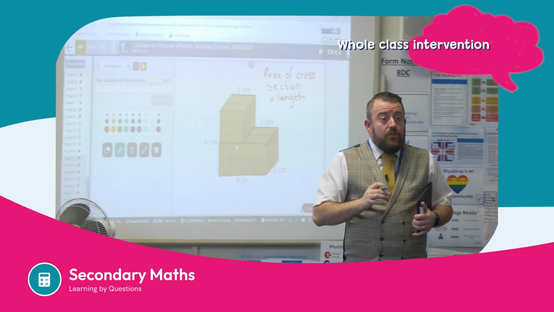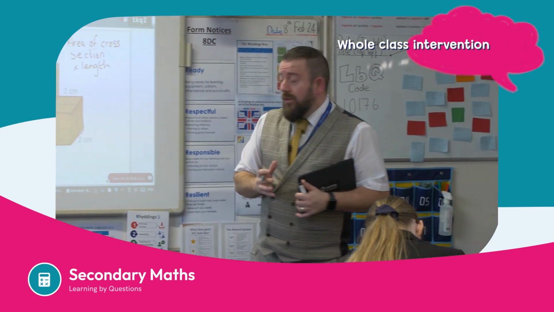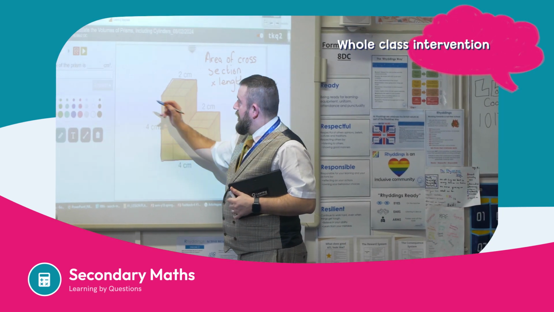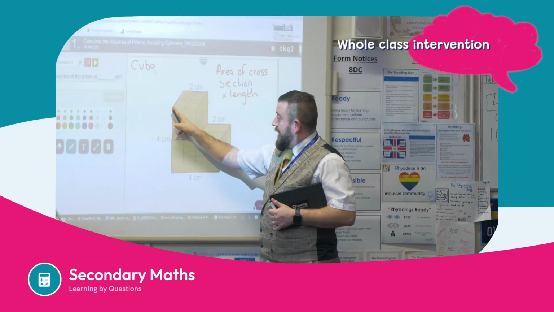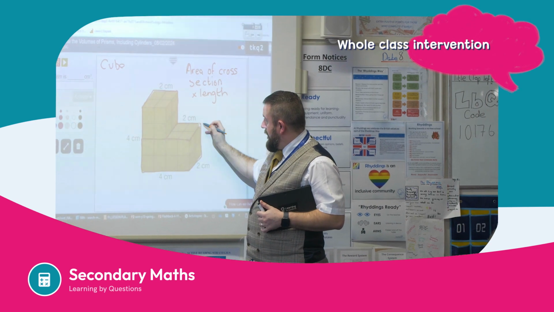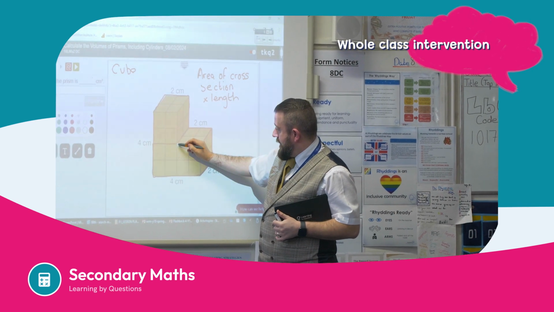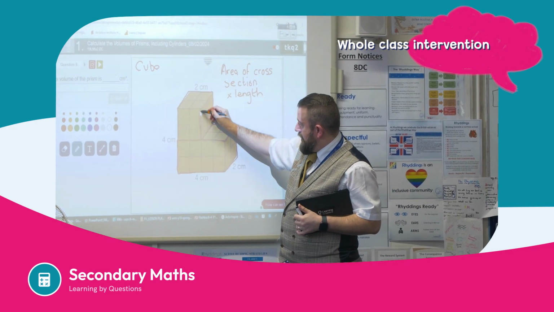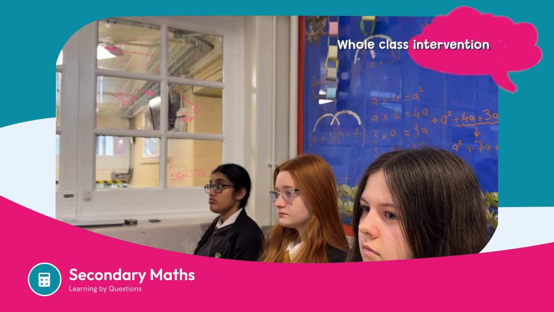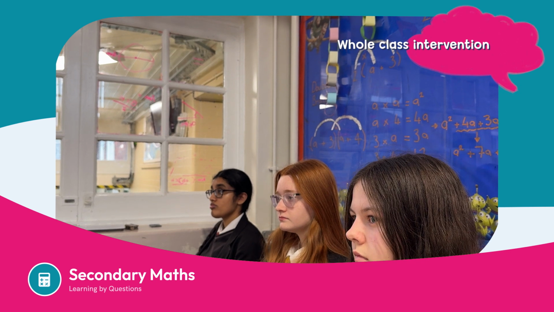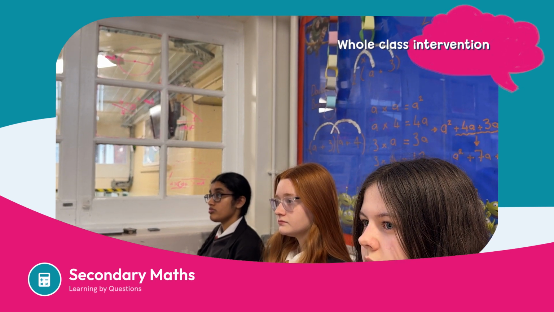Okay, so let's find the volume of both shapes. Let's do the cube first. So the cube, what's the area? Well, if this is 2, can you see where it is 2? So the height is 2 and the base is 2. To find the area, we do 2 times 2.